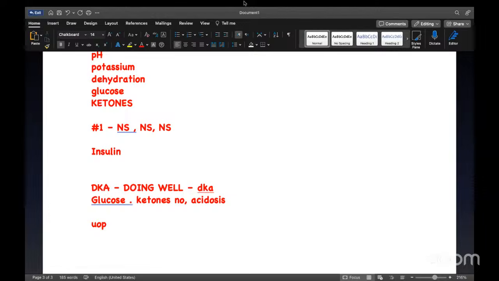Remember, when they came in, their urine output is already high. So why would you use urine output as a form of gauging if they don't have DKA? And I made it easy. To answer a DKA question, go back to the acronym, Diabetic Ketoacidosis.